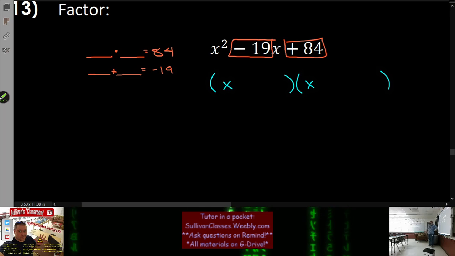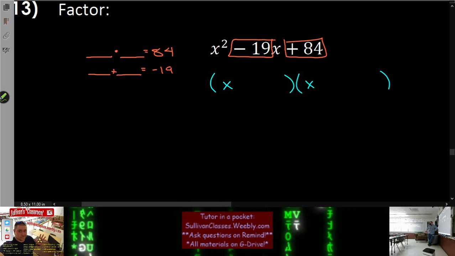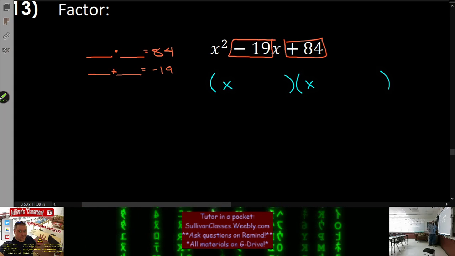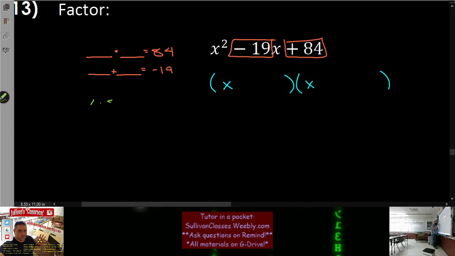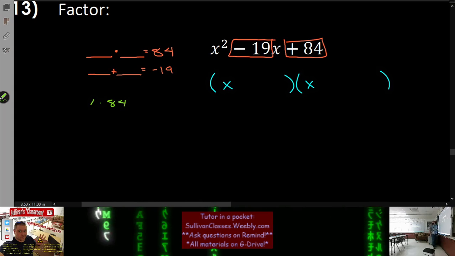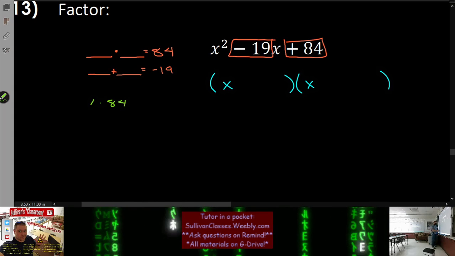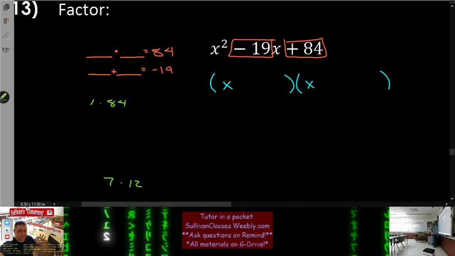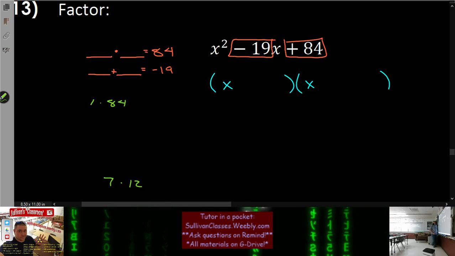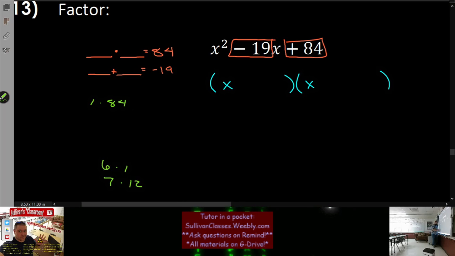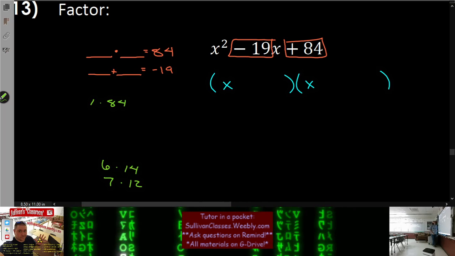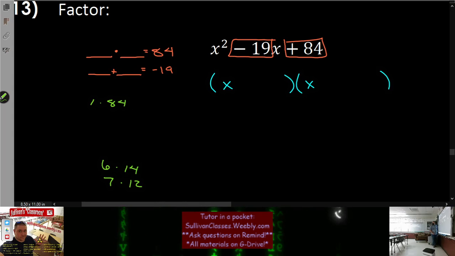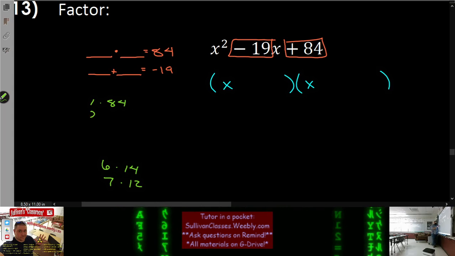In order to do this, I need to know what times what makes 84. If I don't know off the top of my head, I grab the calculator or that multiplication chart, and we're going to write them all out. 14 and 6. How about 1 by 84? 7 and 12. 7 times 6 does not make 84. 6 by 14. 12 and 7 is right there. 2 and 42.